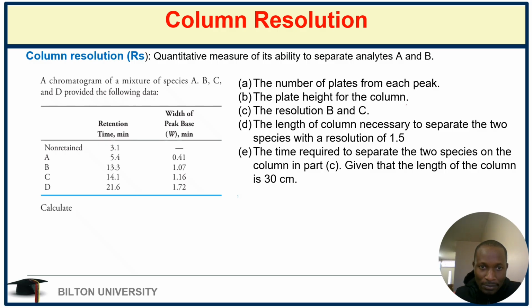A chromatogram has been provided of 4 different species A, B, C, and D, and the length of the column is 30 centimeter. And remember, we have the retention time for each peak and also the width of the peak base of each peak, and we also have the non-retained species time. Remember, this is the time the species that did not interact with the stationary phase took to move from point A until they were detected in the detector.